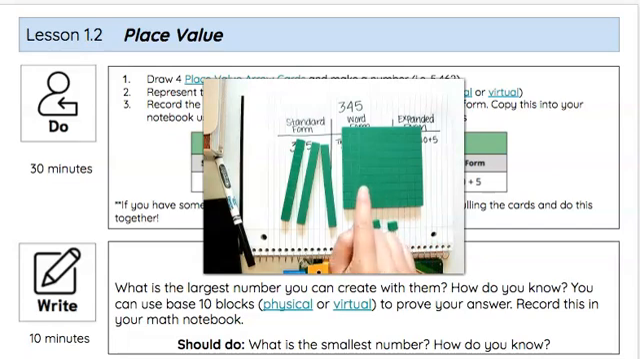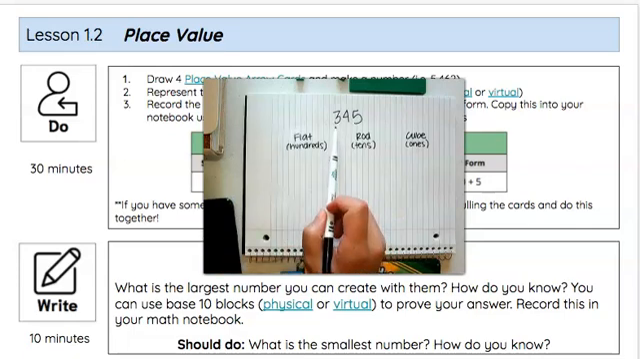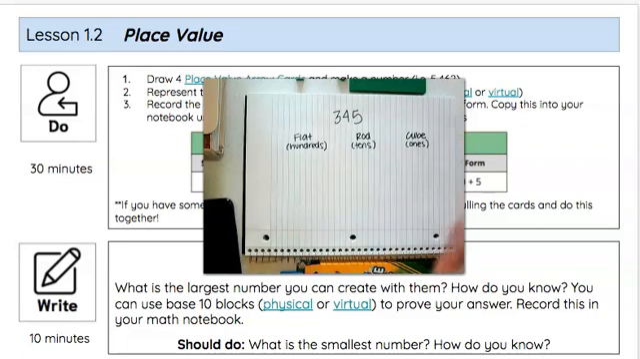If you do not have these base 10 blocks at home, that is okay. You can either use the virtual base 10 blocks, which I linked in your learning plan, or you can draw out your base 10 blocks. We are going to represent our number 345 using our base 10 blocks as well. I'm going to show you how to represent it if you do not have base 10 blocks at home and you need to draw them.